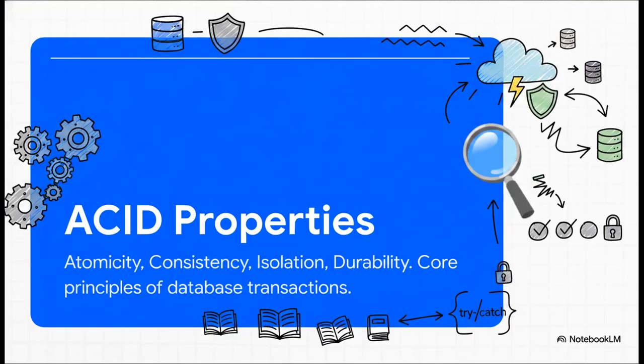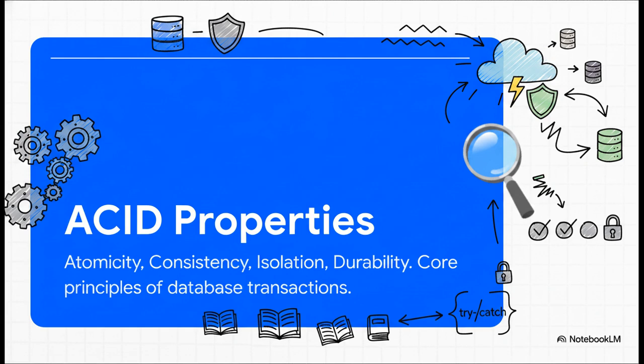Let's start with the absolute bedrock of any robust backend application, the database layer. Now, before we even look at a single line of code, we got to touch on the theory, the ACID properties: atomicity, consistency, isolation, and durability. These are your core principles for reliable database transactions.